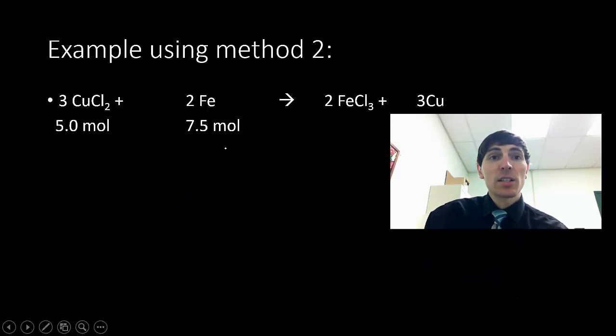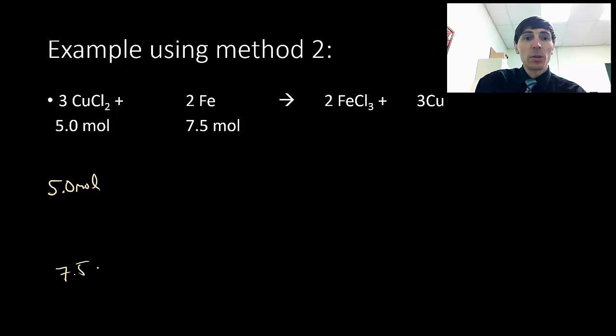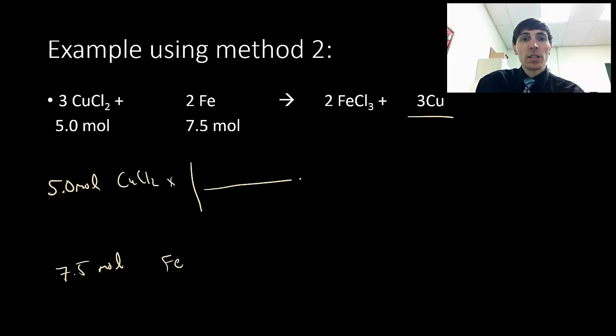Another way to do this is a secondary method. This takes a little bit longer, but it still always works. We take both reactants and convert them to the same exact product. It doesn't matter which one, I'm just going to choose copper.